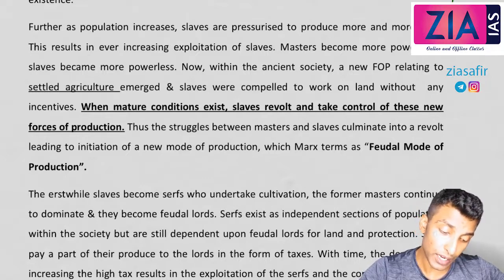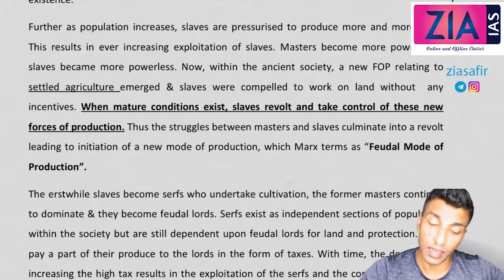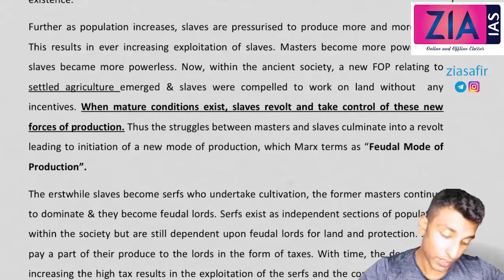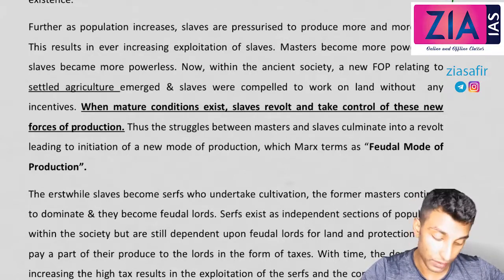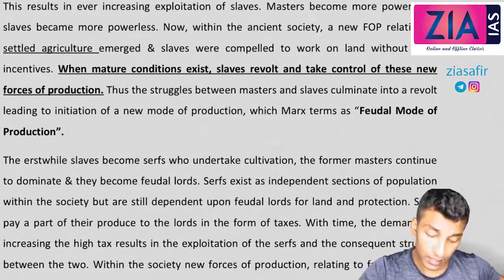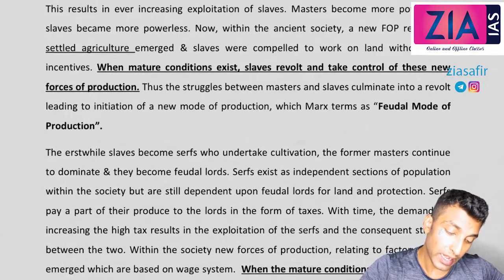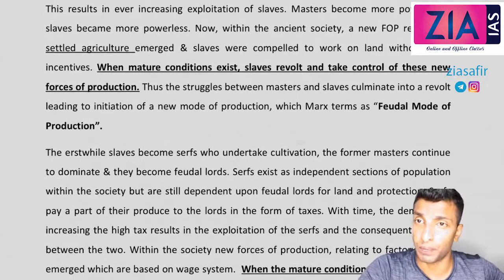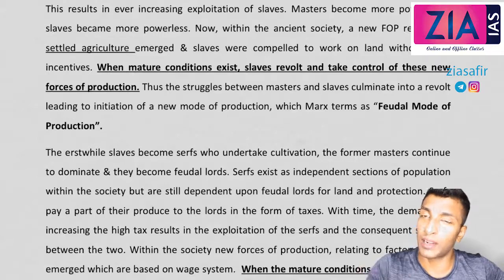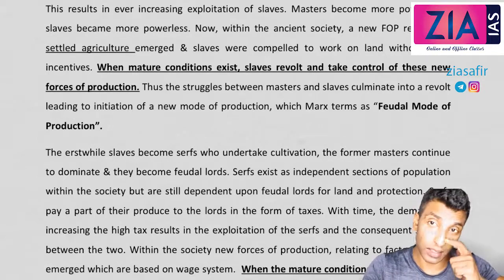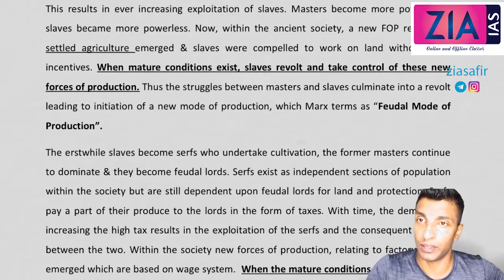Now, within the ancient society, new forces of production relating to settled agriculture emerged, and slaves were compelled to work on land without any incentives. When mature conditions exist, the slaves revolt and take control of these new forces of production. Every time they revolt, they are taking control of the force of production, but ultimately they are not getting anything. Only in capitalism, when they capture everything, socialism will come. That's the correct one. Then there will not be any exploitation after that. But here you can see they are not changing their phase actually.